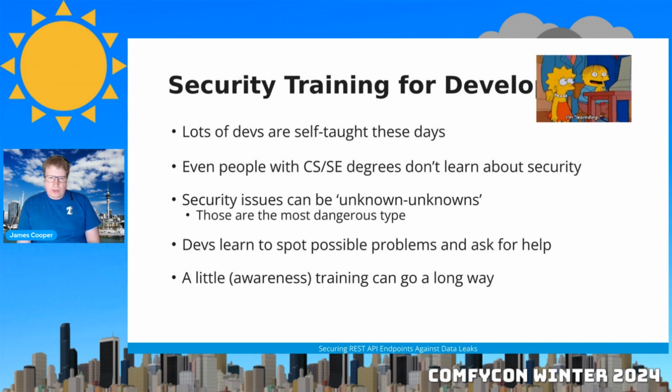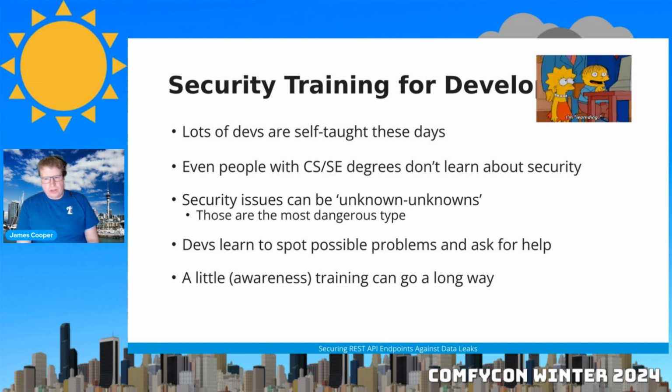And the thing about security issues, especially because of that, is that a lot of them are what's called unknown unknowns. Those are the ones where people don't even know that there's a problem that they don't know about, if you follow me. They're unaware at all that it's an issue, so they can't even try to find out about it. And those are most dangerous because no one knows to do anything about them.